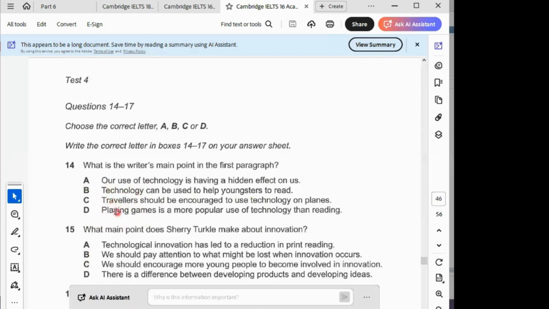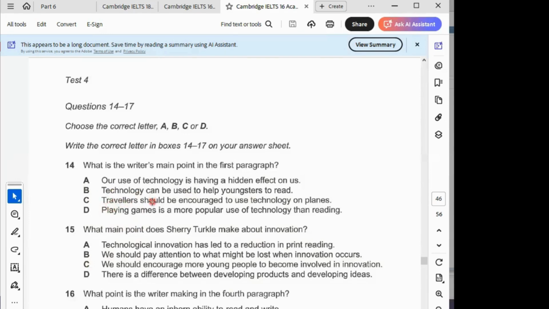Option C, travelers should be encouraged to use technology. No. Travelers should not be encouraged. That's not the point. He just said that when you go to a plane, this is what you will see. He's not saying that they should be encouraged. This is what you are going to observe: people on the plane using devices for different things, even including children. So it's not saying that they should be encouraged.